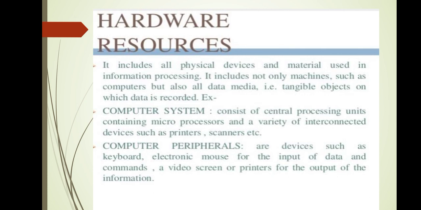Hardware resource. It includes all physical devices and materials used in information processing. Here we are mentioning not only machines such as computers, but also data media, that is the tangible objects on which data is recorded. One computer system consists of a central processing unit containing microprocessors and a variety of interconnected devices like printers and scanners. Computer peripherals are devices such as keyboard, electronic mouse, video screen, printers and the like.